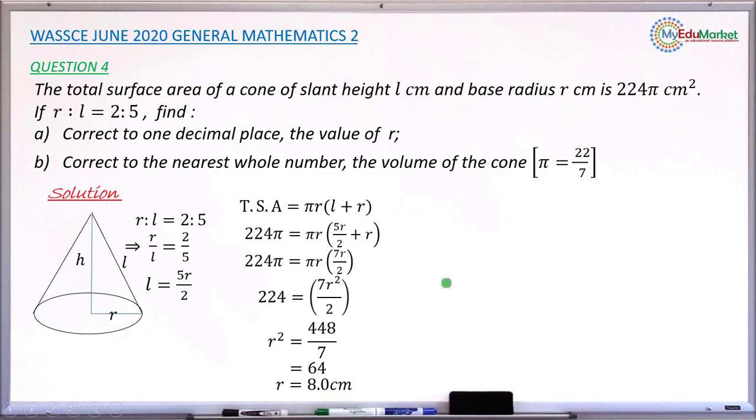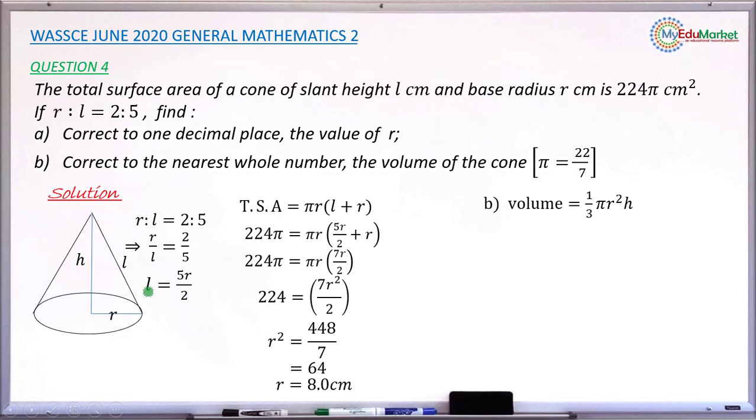So we move to question number B. In question B, we are asked to find the volume of this cone, correct to the nearest whole number. The formula for the volume of a cone is 1 over 3 pi R square h. What is lacking in this formula is the height, that is the vertical height of the cone, h. So we have to get it. Going back to the drawing, I have my radius here as 8, and my slant height is not known. But this triangle that you can see is a right angle triangle. If you apply Pythagoras theorem, you can get h.